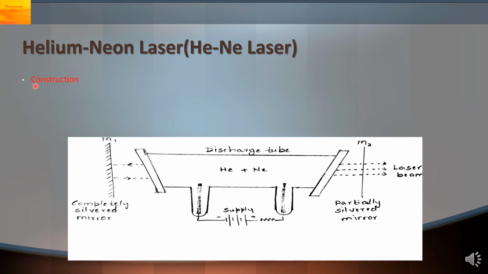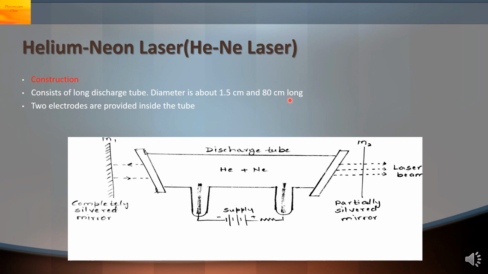Construction. It consists of a long discharge tube whose diameter is about 1.5 centimeter and 80 centimeter long. There are two electrodes inside the tube. These electrodes are connected to a high voltage power supply.